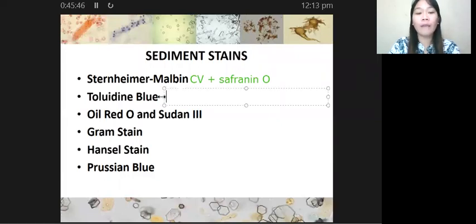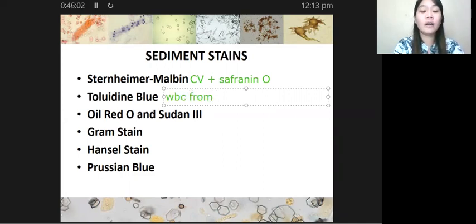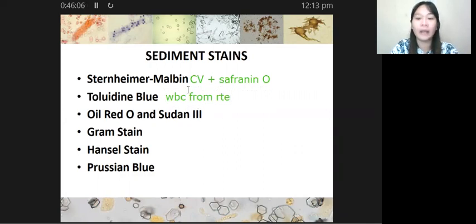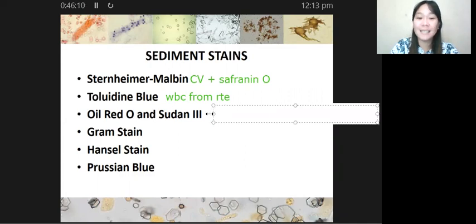Okay, so another, we have your toluidine blue. So toluidine blue enhances the nuclear details of your cells. So that's why it is utilized in particular to differentiate your WBC from your renal tubular epithelial cells or your RTE. Okay, and then next we have your lipid stains.